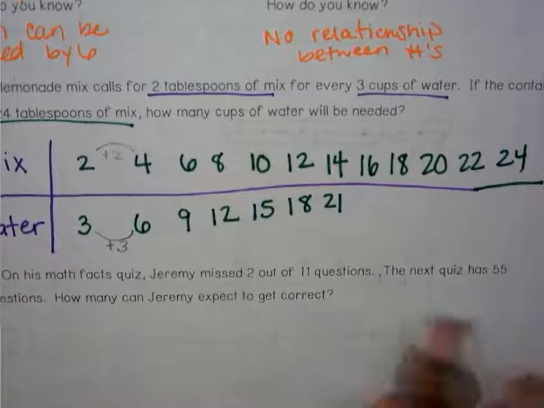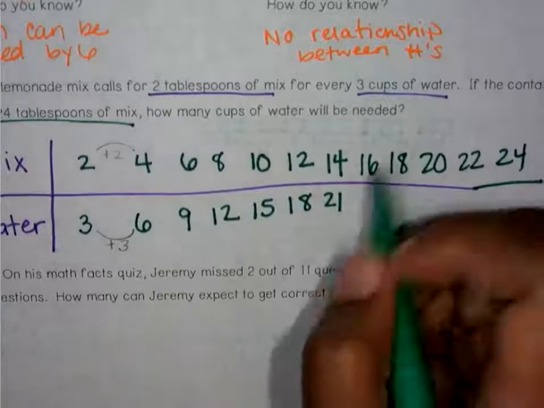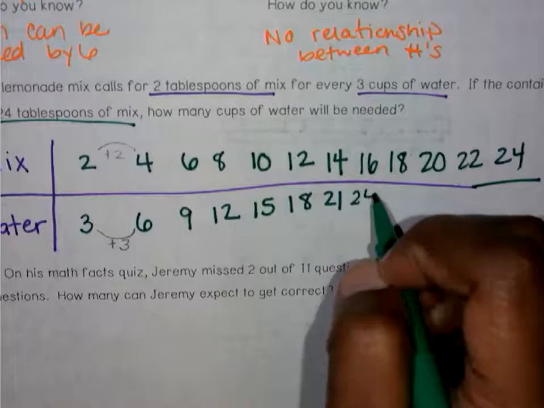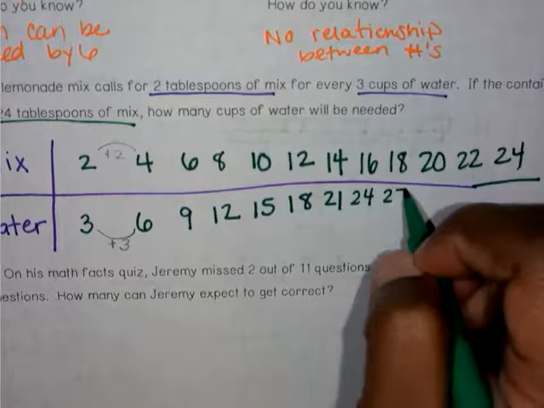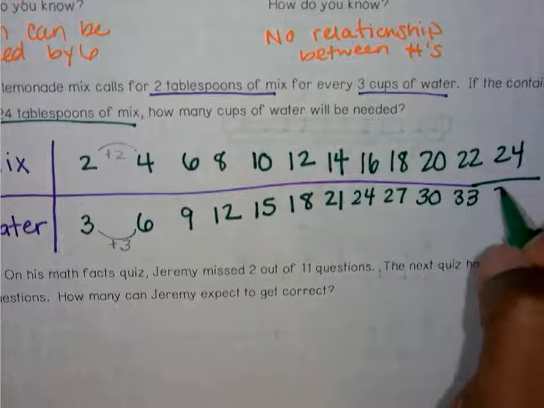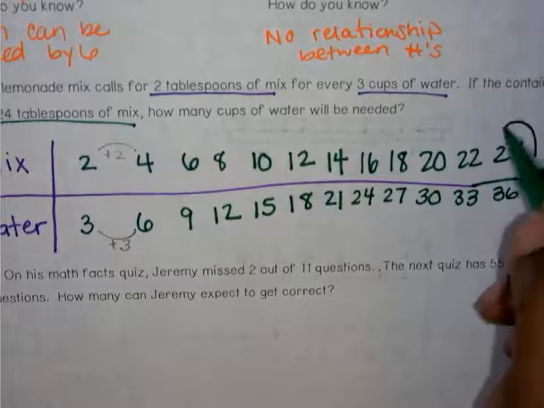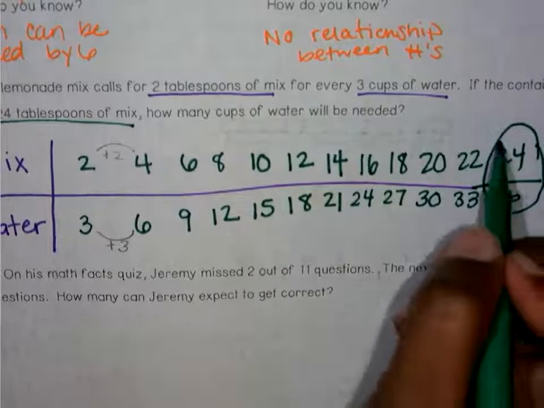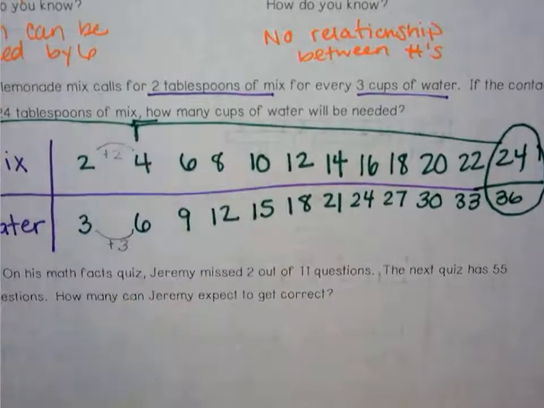Right? So I just need to fill out my cups of water. I'm getting bigger by 3 each time. That's 24, 27, 30, 33, 36. So this is my target answer because we were trying to get 24 tablespoons of mix.